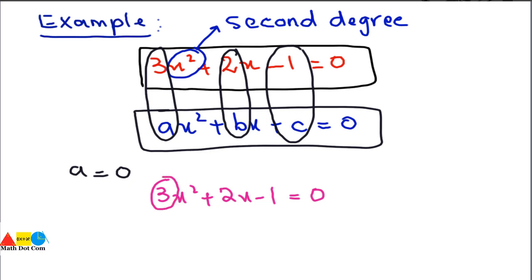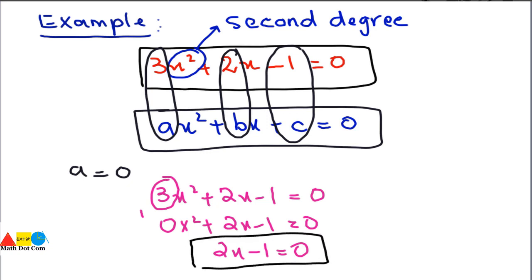Then how will this equation look? Then we can write it as 0x square plus 2x minus 1 equals 0, and it will become 2x minus 1 equals 0. Now recall your previous concepts: this equation is an example of a linear equation. So a should not be 0 in order to say a certain equation is a quadratic equation.